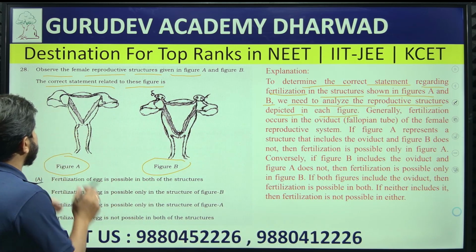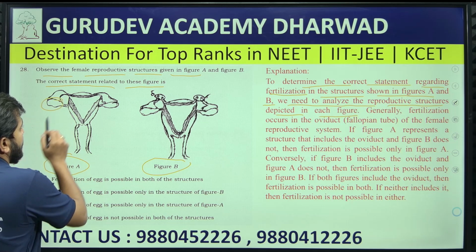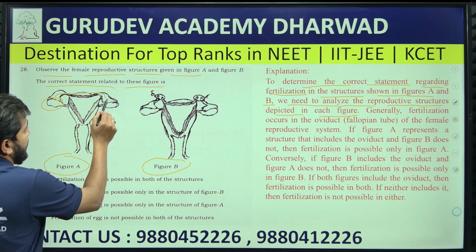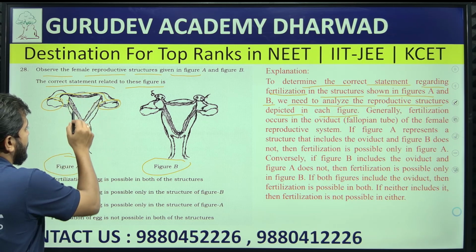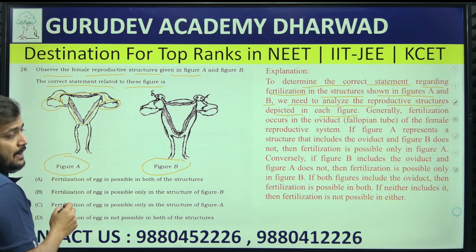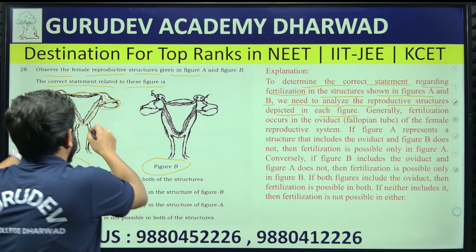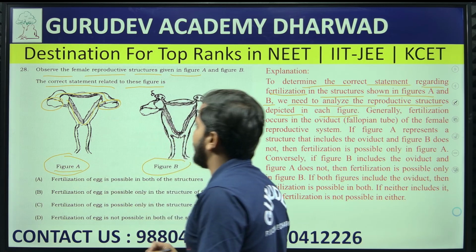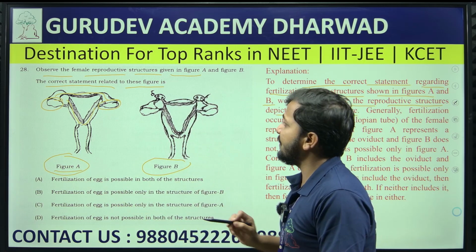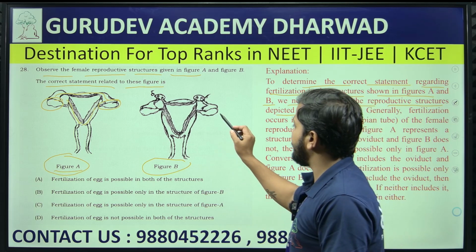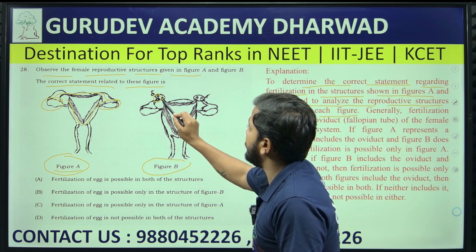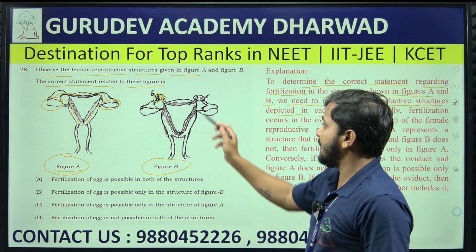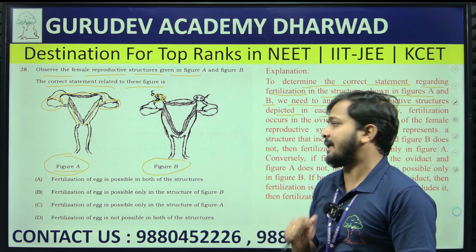So what reproductive structures do we have to look for? It has the ovary, then it has the fallopian tube, right? There is no interruption, and then the remaining vaginal part, right? So all types of structures are present inside figure A, right? But with respect to figure B, what I find over here is that with respect to the fallopian tube, they have cut this fallopian tube and tied it, right?